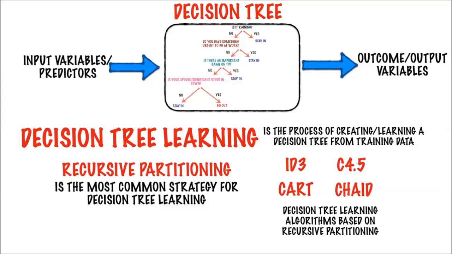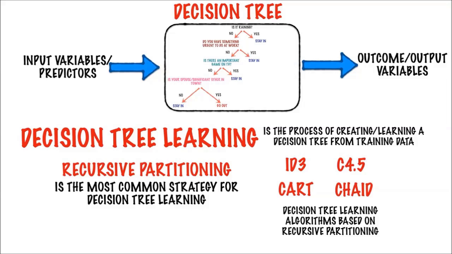We've been learning about decision tree learning, which is the process of creating or learning a decision tree given some training data. This decision tree can then be used to classify or predict a new problem instance. Recursive partitioning is the most common strategy that you can use for decision tree learning. It basically involves taking your training data and dividing it into subsets based on the value of one attribute. At each step, you would pick one attribute and divide your data into subsets based on that attribute.